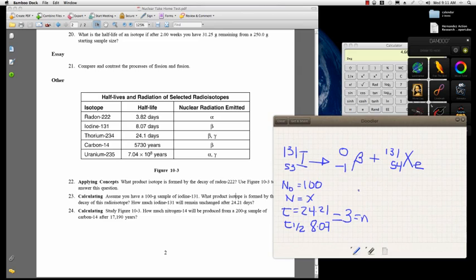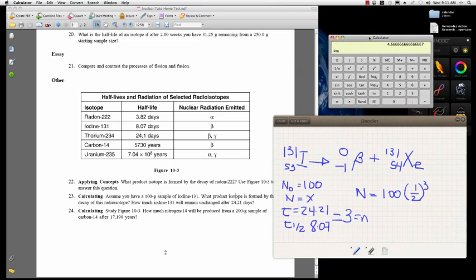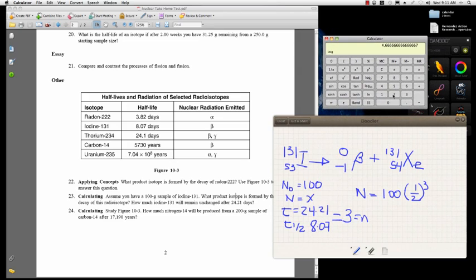So now I can plug into my equation. N is equal to 100, 1/2 raised to the 3rd power. Taking out my calculator here, 1/2 raised to the 3rd power gives me that, which is 1/8 times 100. Gives me this number, 12.5. So I have 12.5 grams. All right, that's number 23.